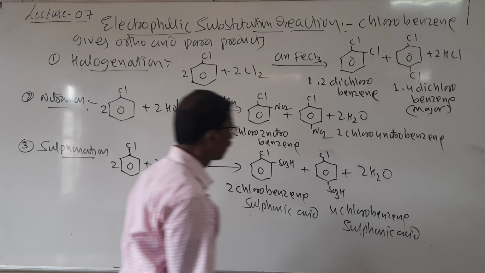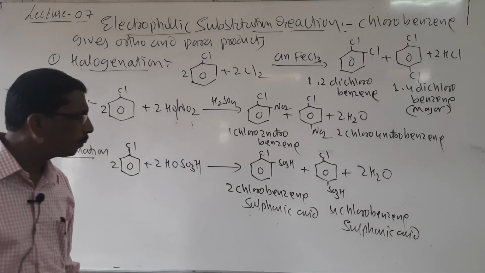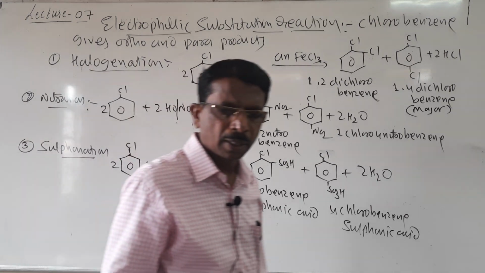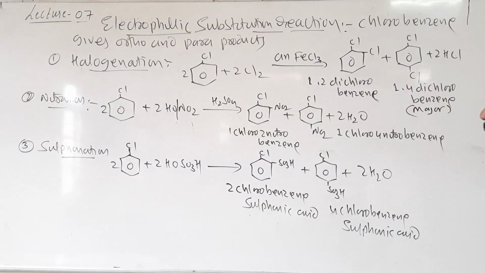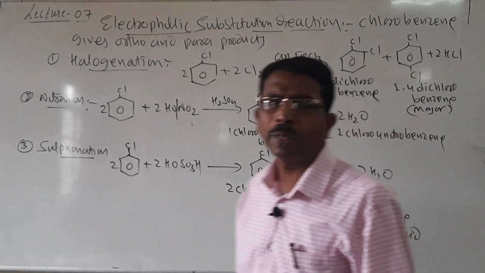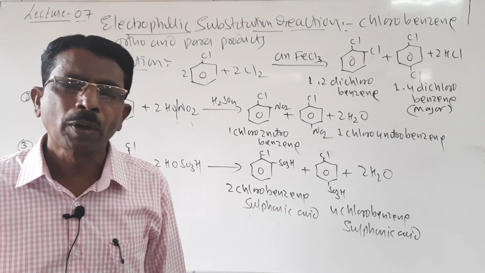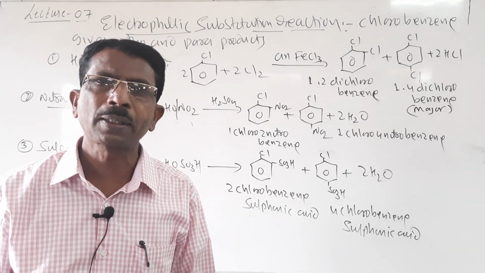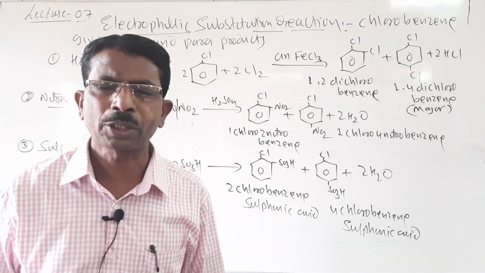Look here students, these three important reactions are halogenation, nitration and sulfonation. The remaining reactions are the Friedel-Crafts reaction, the Wurtz-Fittig reaction and the Fittig reaction. Tomorrow we will discuss the remaining part of the reactions. So thank you.